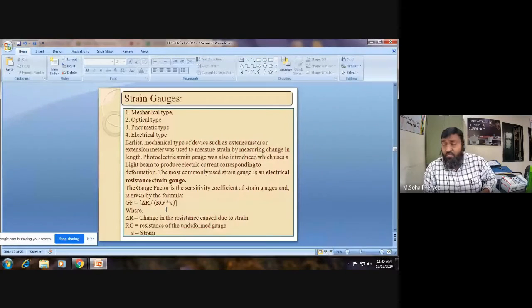That is the gauge factor. That is a very important factor. When I say gauge factor, it depends on the change in the resistance. It depends on the undeformed gauge length, basically, the resistance offered. And last is strain. So that is the gauge factor.